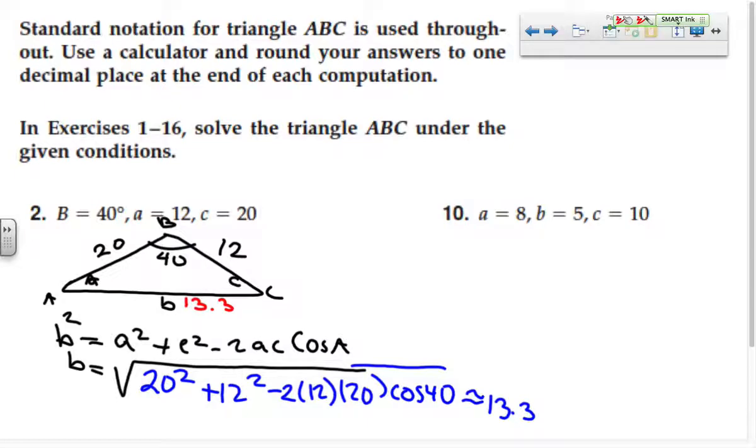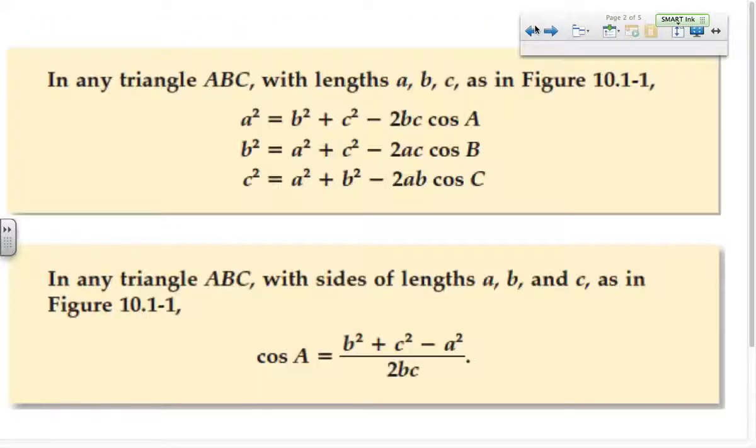Now I need to solve for big A and big C. If we go back to our formulas for a moment, you'll notice that if I'm solving for these ones, I'm actually going to use the second formula, the cosine of something equals, and we're going to end up using the inverse cosines to solve it.